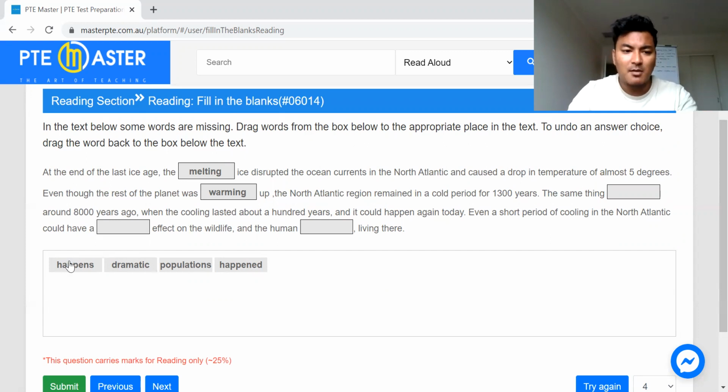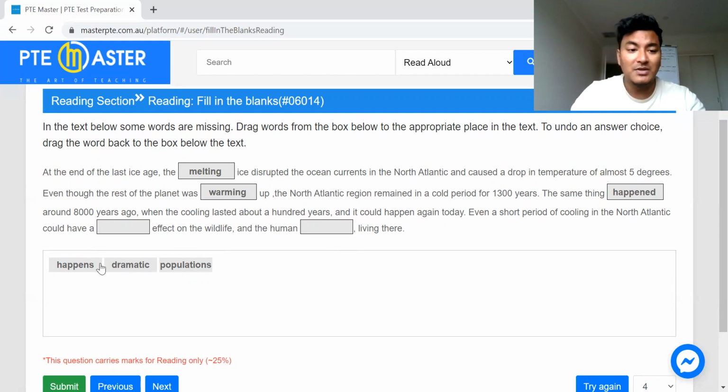So you might come up with happens or happened. The same thing happened around 8,000 years ago. Since it happened in the past, we use a verb in the past tense. When the cooling lasted about 100 years, and it could happen again today, even a short period of cooling in the North Atlantic could have a dash effect on the wildlife.